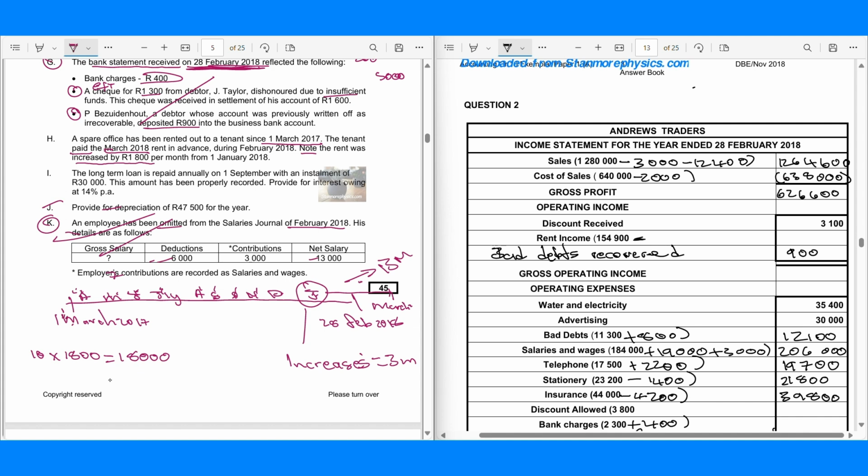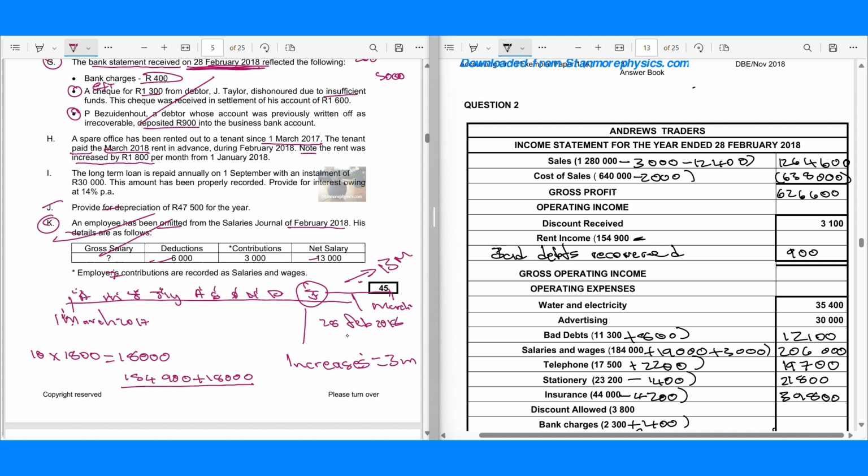This is after increase. Let's do this. The formula says you take your trial rent, the one from the trial, which is this one. So you are going to take 154,900, add this one you've just calculated plus 18,000. Then you divide by the total number of months.